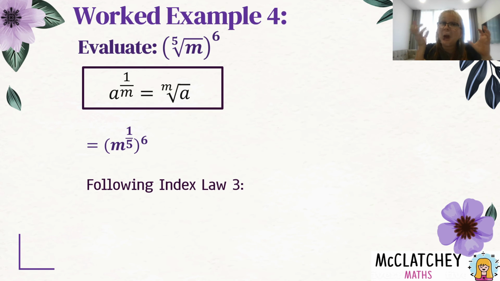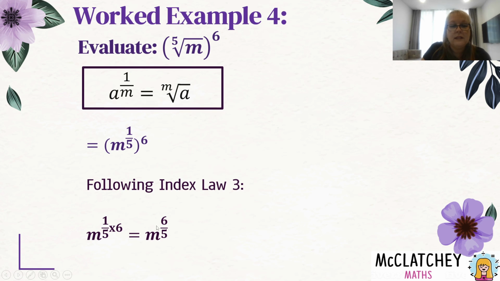Now remember, any whole number is also a fraction over 1. So 1/5 times 6 over 1, we multiply the tops, multiply the bottoms. So what we're going to have here is 1 times 6 on the numerator and 5 times this invisible 1 on the denominator, which makes m to the power of 6 fifths. Now, if you can have a look up here, this is where we've finished up. This is where we've started.